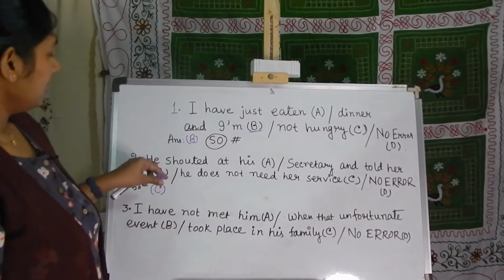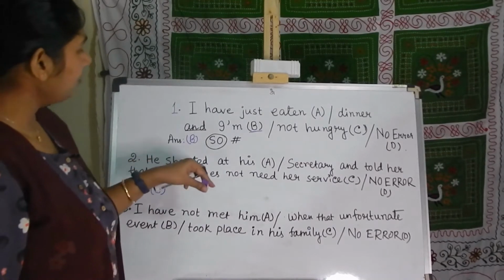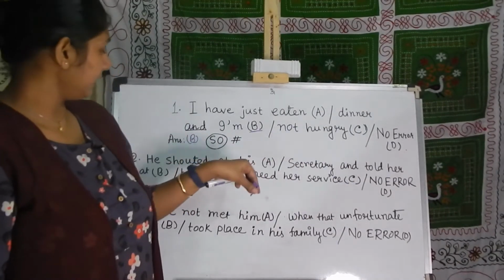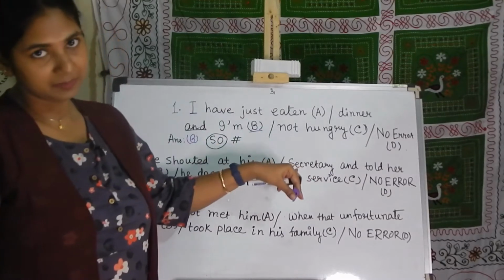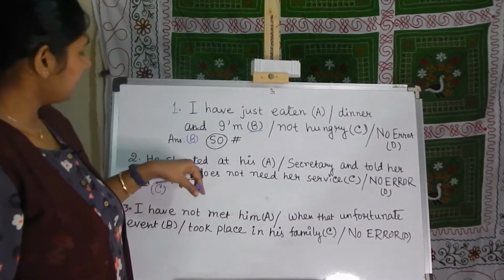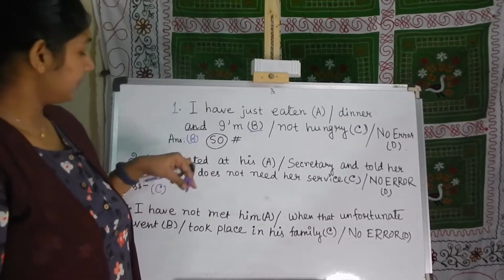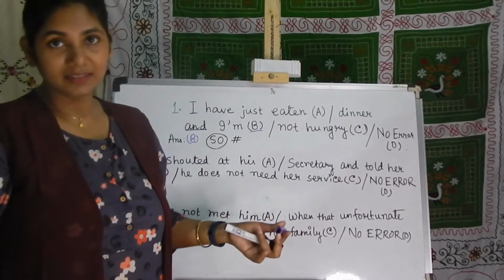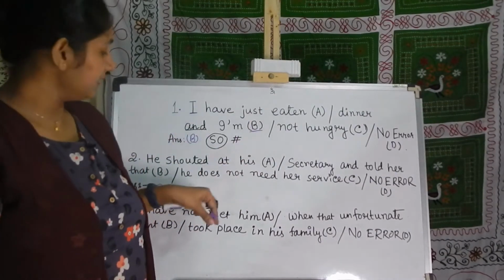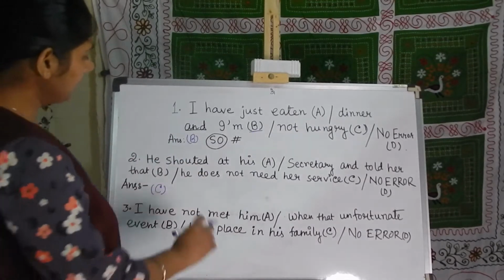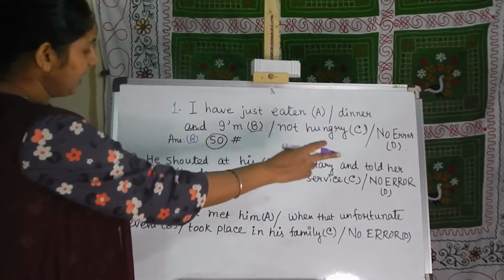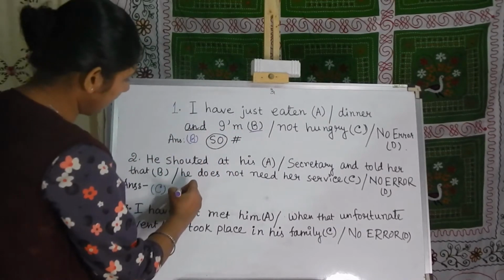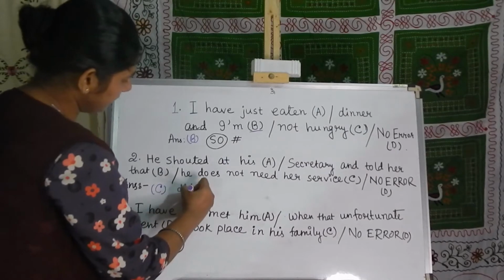Why? Look at the sentence again. He shouted at his secretary and told her that. He shouted at his secretary is the principal clause, and this part is written in the past tense. So how could you write the subordinate clause in another tense? You have to use past tense again here. So what will be the answer? He shouted at his secretary and told her that he did not need her service. So the answer will be did not.